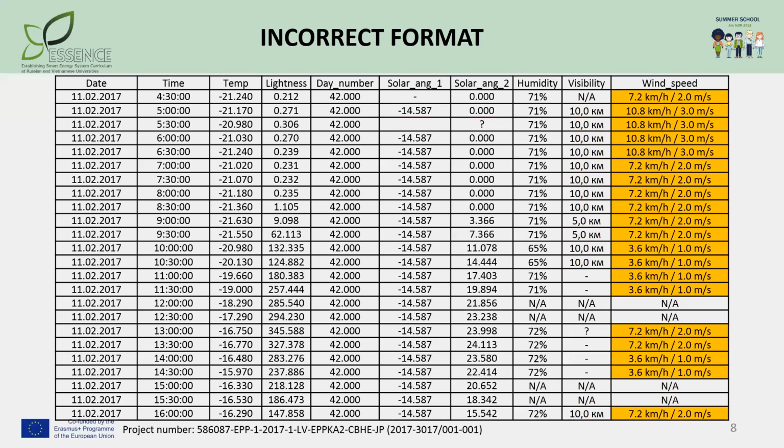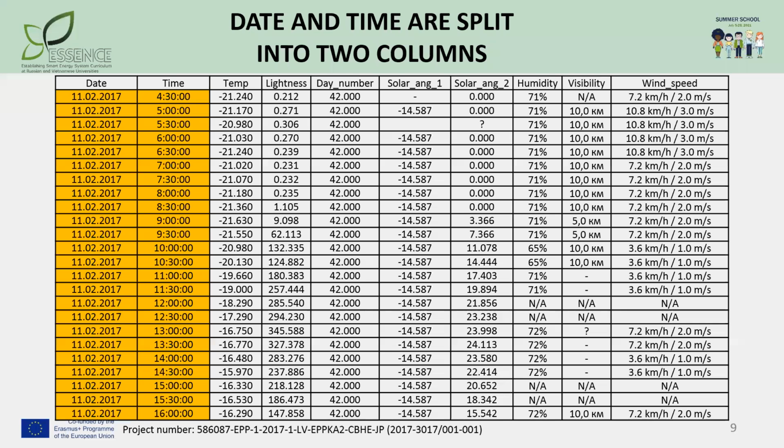Different column separators, for example, two different parameters are written in one column and separated by a specific symbol. Date and time are presented as text, not a special type of data.